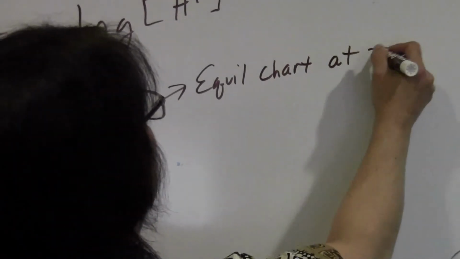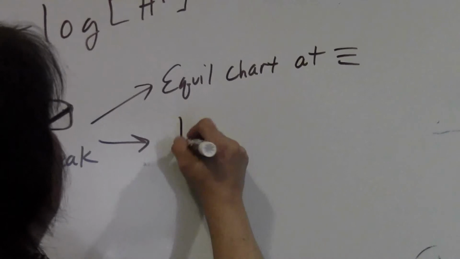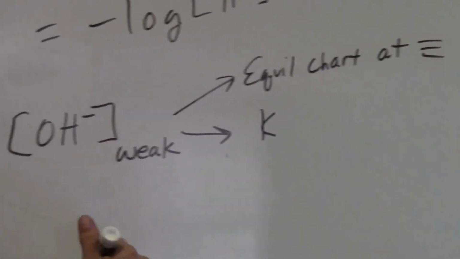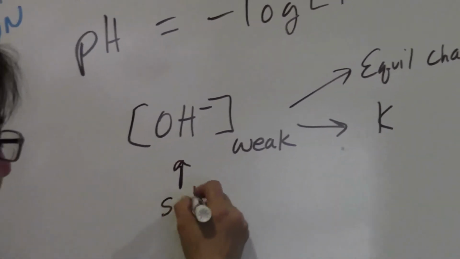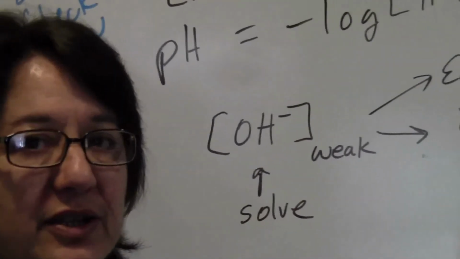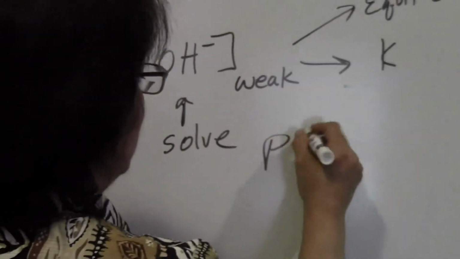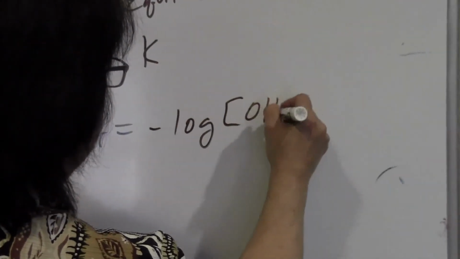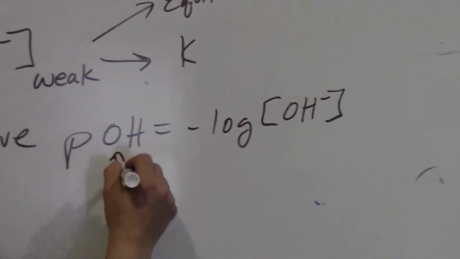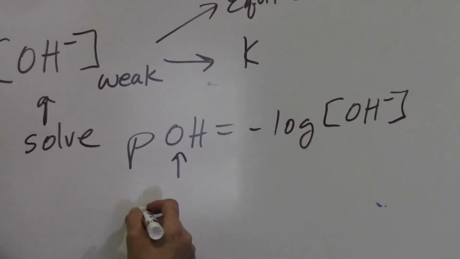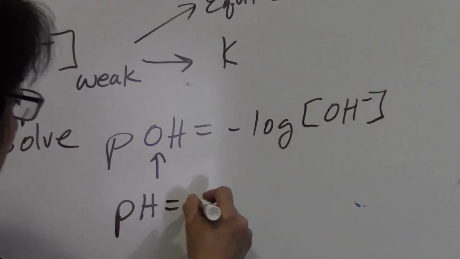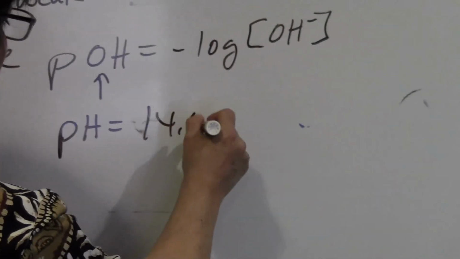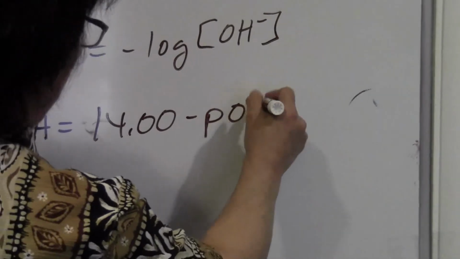Again, if it's weak, you need to use those values at equilibrium and the K expression, and you're going to solve for the concentration of the OH. So then pOH equals minus log OH. Don't make a mistake. It's got to be pOH. And our other memorized formula to convert pOH to pH is 14 minus pOH.